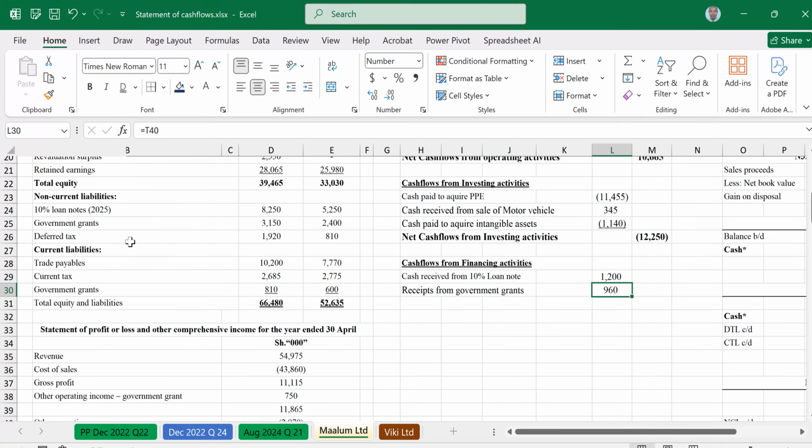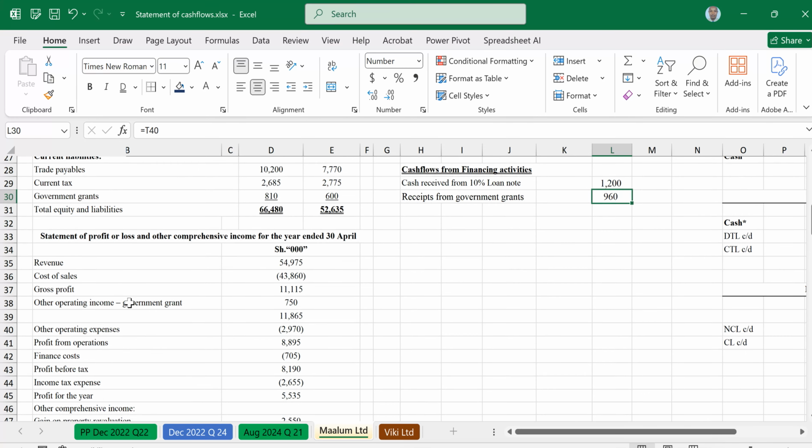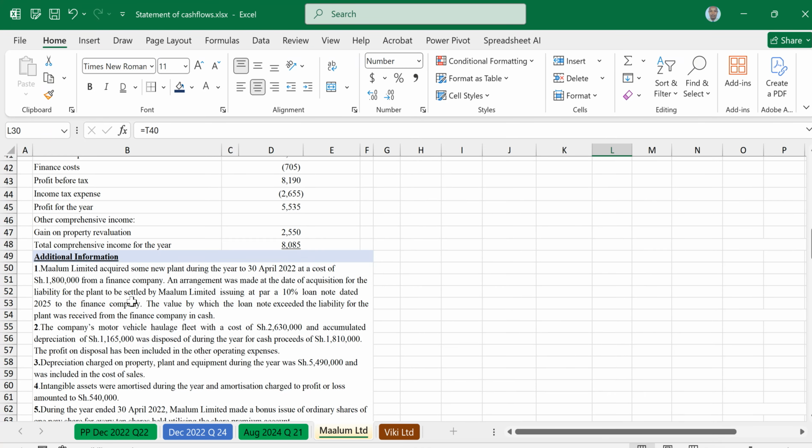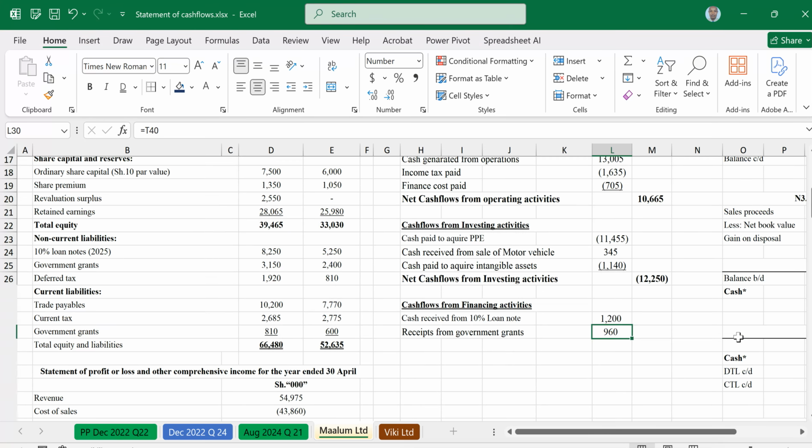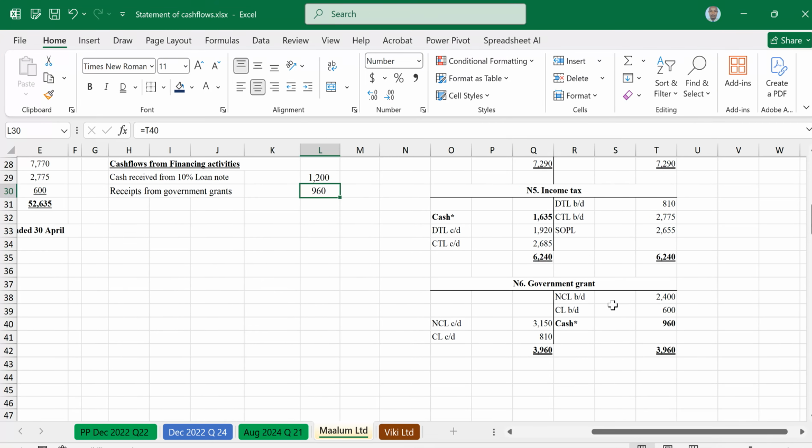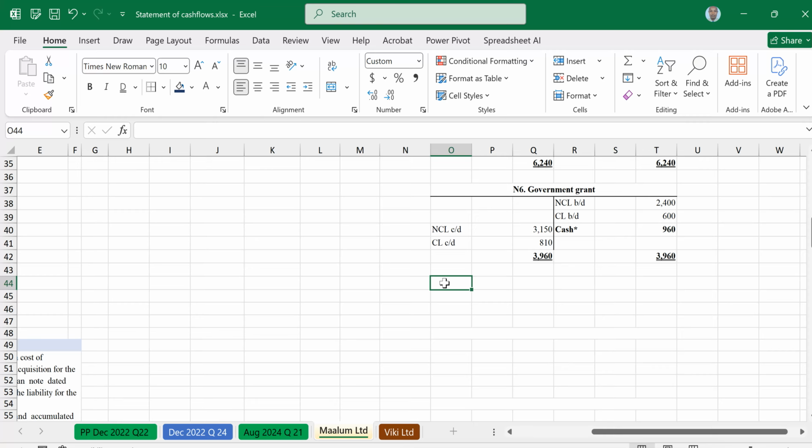Now after that we move to the issue of shares. That was done in additional information number 5. During the year ended 30th April 2022, Malum Limited made a bonus issue of ordinary shares of 1 new for every 10 shares held utilizing the share premium. So 1 for every 10 shares held. So that will not be about ordinary share capital. It will be a bonus issue.